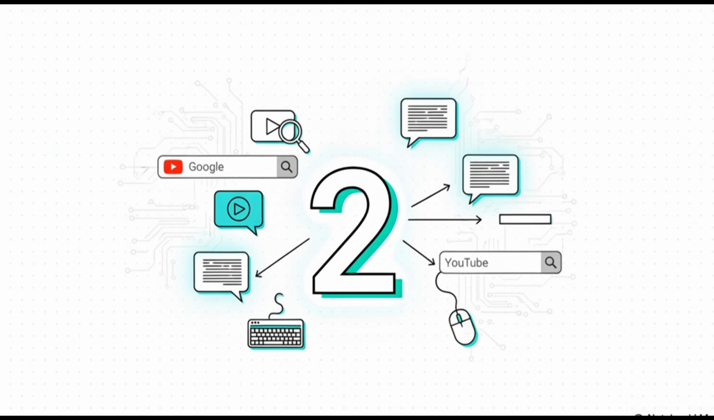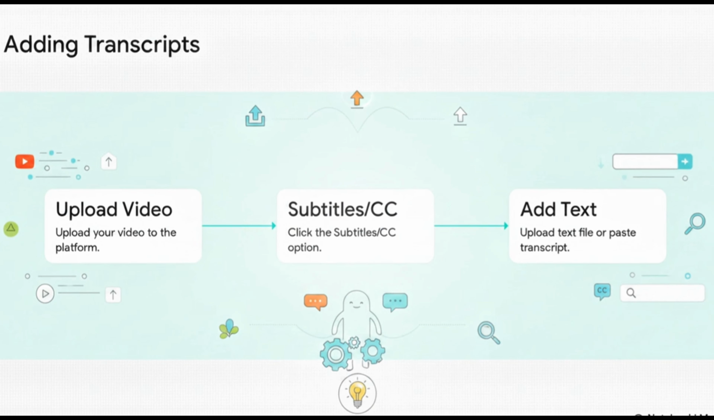Well, because this platform is actually the world's second largest search engine, right behind its parent company Google. And here's the thing, search engines can't watch video, they read text. Therefore, having accurate text associated with your content is an absolute necessity if you want it to actually be found by the right audience. And that brings us to how creators actively leverage this.